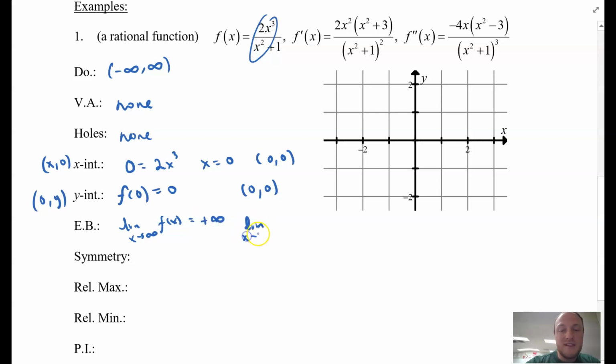And then the limit as x approaches negative infinity, when we plug that in, the denominator is still positive. However, our numerator is negative. So this limit of f of x is equal to negative infinity.